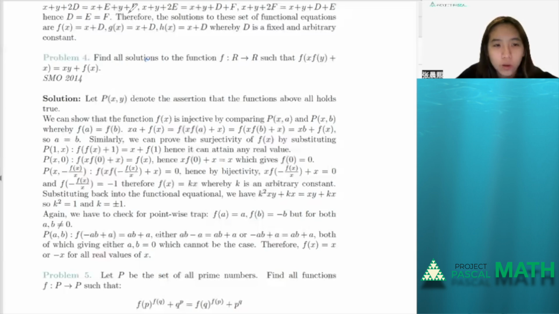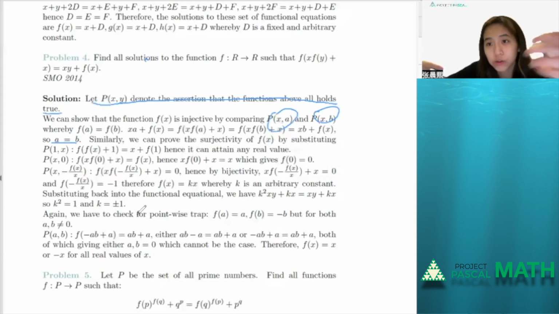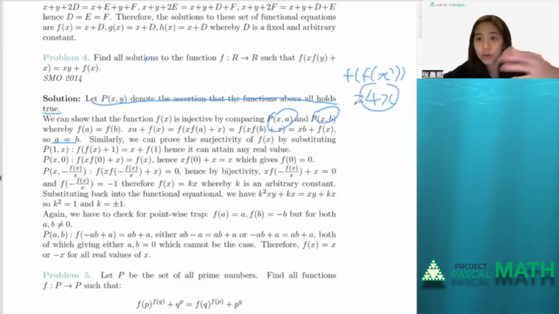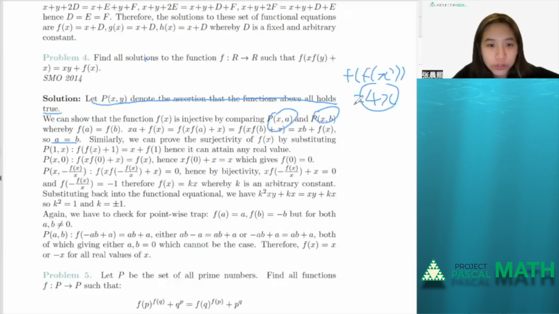SMO Open 2014. So same thing, we let P(x,y) denote the assertion that it is true. And then we use the property that it's injective by comparing xa and xb, so we get a equals b. And we also prove the surjectivity. Usually you have to go one step to prove the surjectivity, otherwise you don't know whether it's bijective or not. But then in the first question, you know that f(x)x equals 4x, which clearly can reach any real numbers.